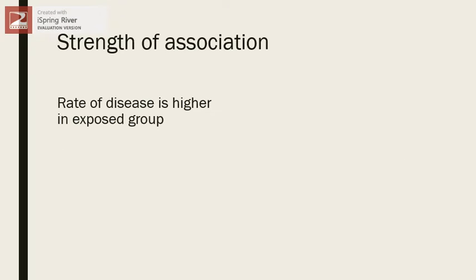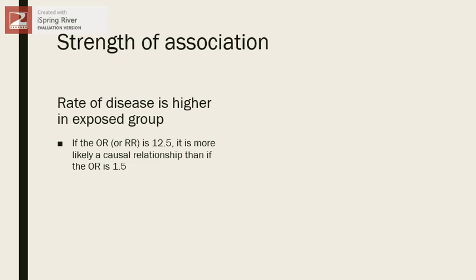Okay, so the first of the causal criteria is strength of association. Strength of association says that the rate of disease is higher in the exposed group. So, for instance, with smoking and lung cancer, there would be a higher rate of lung cancer in people exposed to cigarette smoke compared to those who are not exposed. The rate of disease, odds ratios or relative risks are rates of disease. So, say the odds ratio is 12.5. That's a strong association compared to, say, 1.5. The larger the odds ratio or the relative risk, the stronger the association. So if smoking is strongly related to lung cancer, we can be more confident that it causes lung cancer than if it's weakly related.